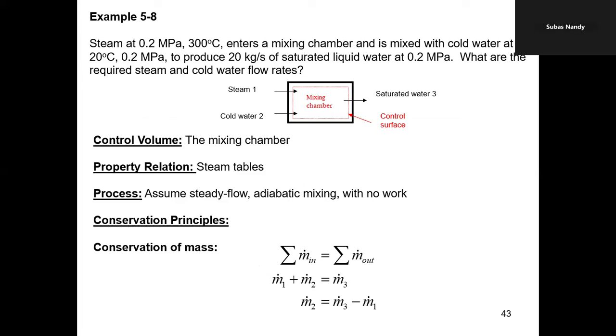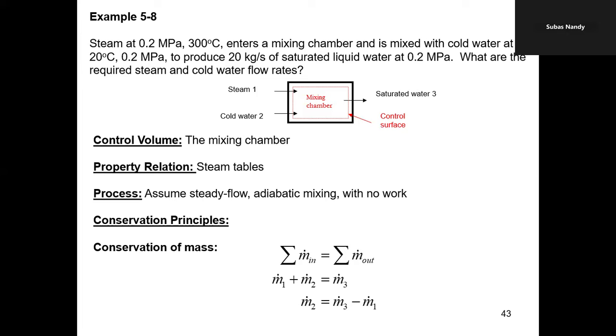So here is a picture of the control volume, the mixing chamber. Steam is coming in as number one, as well as cold water, number two. They mix together and come out as saturated water indicated by number 3. So the control volume is the mixing chamber, property relation is the steam tables, and the process is assumed to be steady flow, adiabatic mixing with no work.